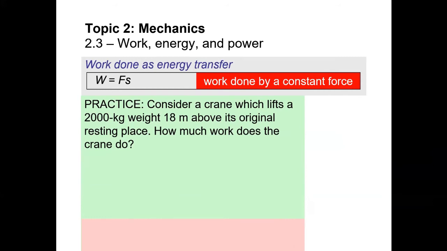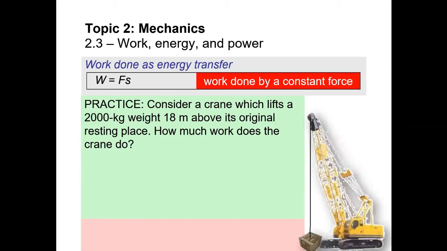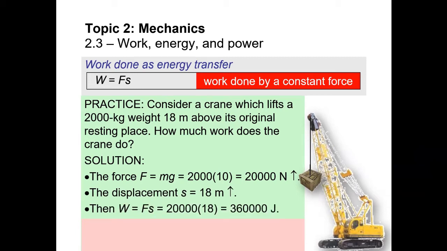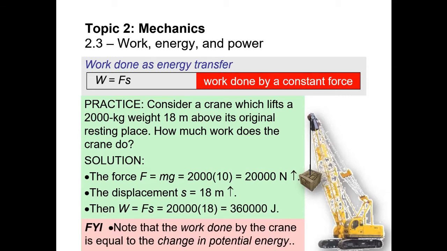Consider a crane which lifts a 2,000 kilogram weight 18 meters above its original resting place. How much work does the crane do? Tension force equals weight, which is mg. Mass is 2,000, acceleration due to gravity is 10, so that gives us 20,000 newtons. Displacement is 18 meters, so the work done equals force times the distance moved in the direction of the force. Force is 20,000 newtons, and the distance moved is 18 meters, in the same direction as the force. So the final answer is 360,000 joules. Note that the work done by the crane equals the change in potential energy.